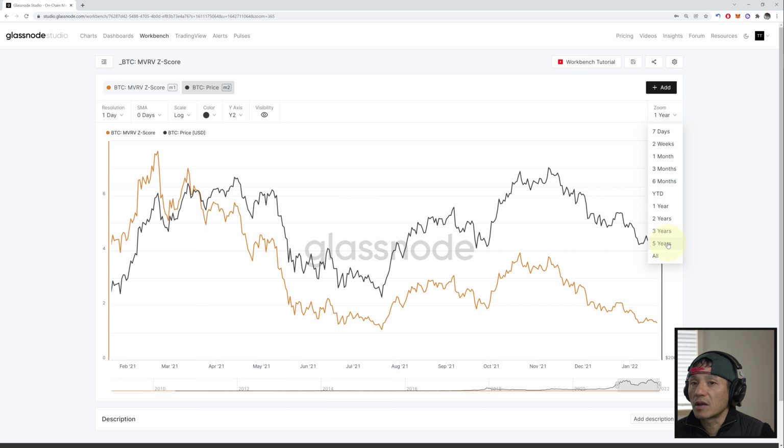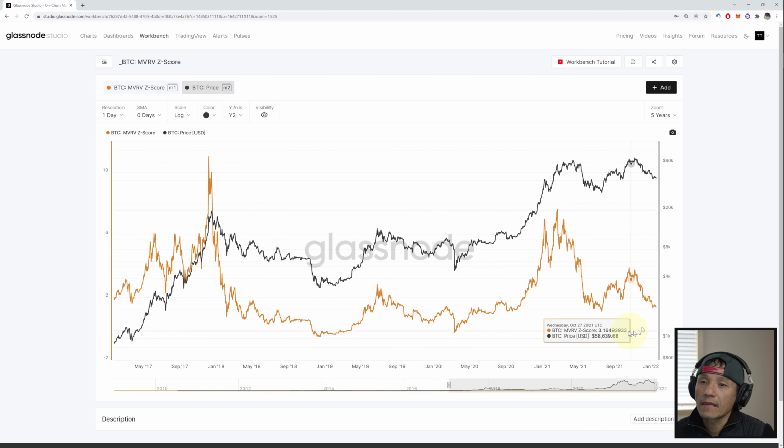Let's zoom out a little bit. And so it helps measure tops and it helps measure bottoms. So that's what an MVRV Z-Score indicator does for you.